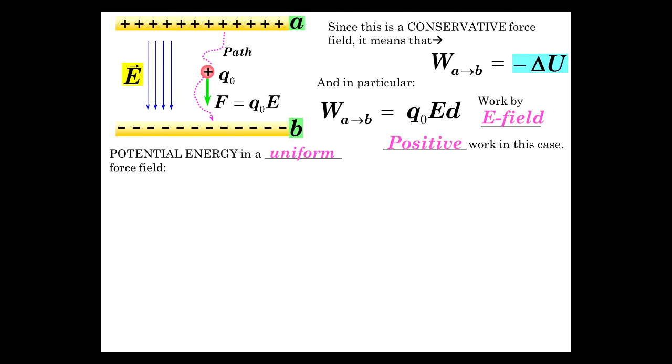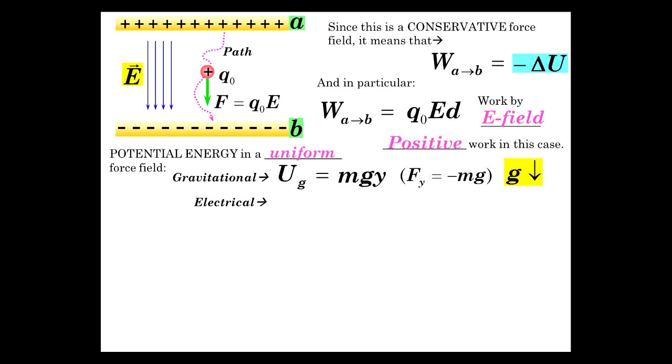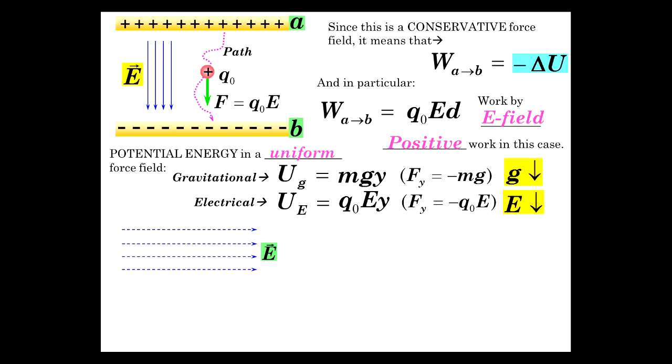The potential energy in a uniform force field, then, in summary, for gravitational, we have gravitational potential energy mgy. This is a uniform field. This is the assumption that the potential energy is 0 at location B. The force in the y direction is negative mg because g is acting in the negative y, or down. Likewise for electrical, U sub E is Q0Ey. The force in the y direction is minus Q0E, where the E field is down, or from A to B. So you see how tight that analogy is.